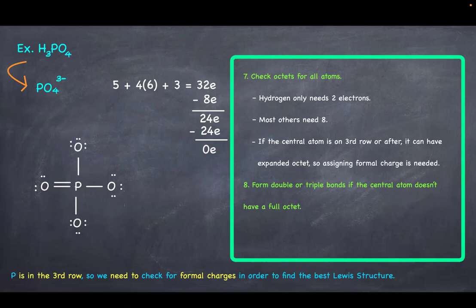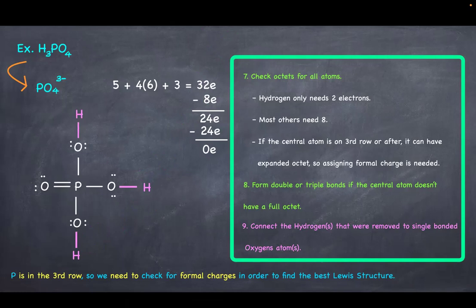And now it's time to put the hydrogens for the acid, attach the hydrogens. So as we said, we have to connect them to the single bond O's. So we take this away, make a hydrogen attached here, another one here, then another one here. And that's it. So this is the structure of H₃PO₄.